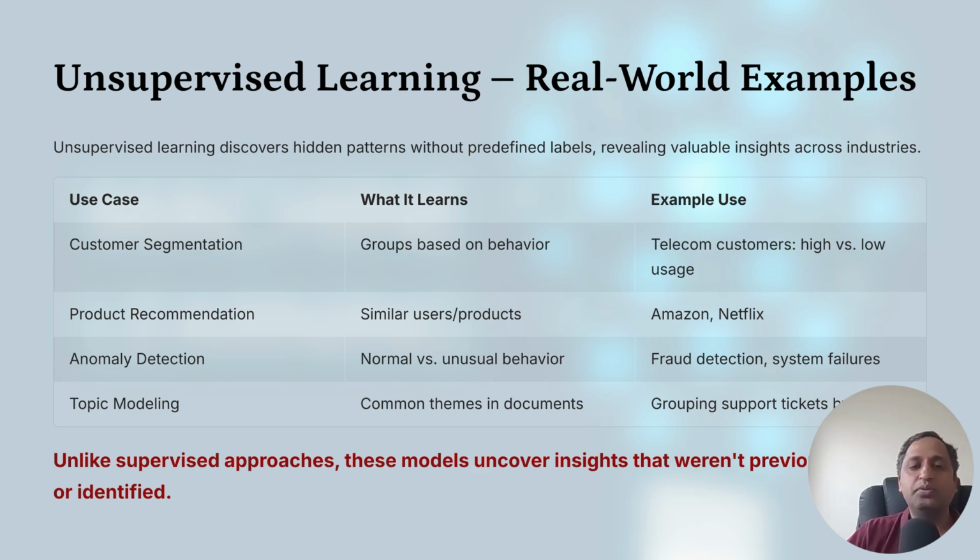So typical examples of unsupervised learning are customer segmentation, where it groups based on behavior, and product recommendations like which you see on Amazon or Netflix, anomaly detection like fraud detection and system failures, and topic modeling, finding common themes in documents. These are all real world examples of unsupervised learning where the data is not labeled but the model learns on its own based on the structure or the patterns in the data.